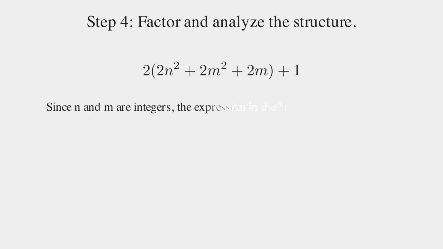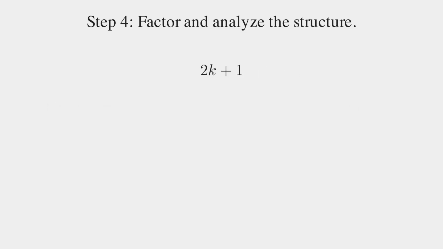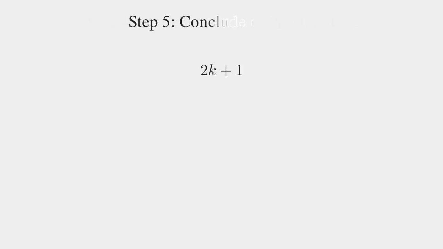Now, think about the expression inside the brackets. Since n and m are integers, squaring them, multiplying by other integers, and adding them together will always result in another integer. So let's call this integer k. By substituting k, our entire expression simplifies to the form 2k plus 1. This is the very definition of an odd number.